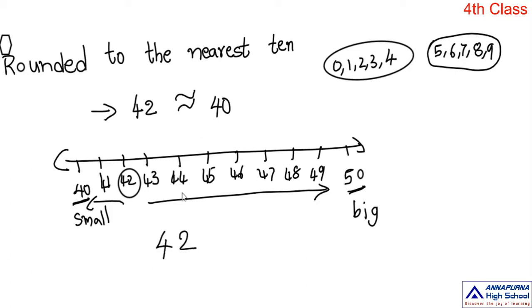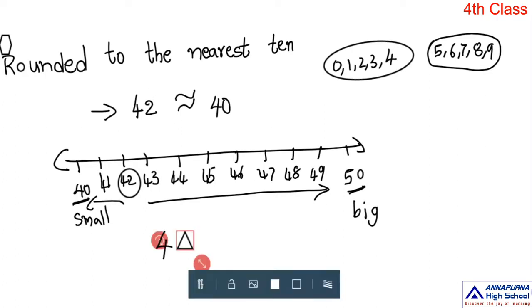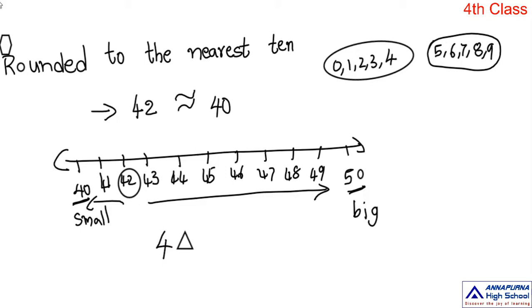In another way, what is our number? 42 is our number. So we have to round to the nearest 10. What is the tens place digit? In 42, 4 is in the tens place and 2 is in the ones place.